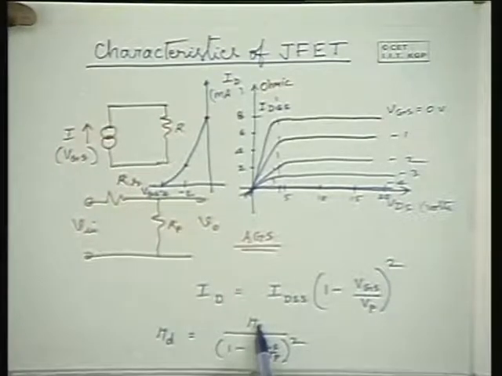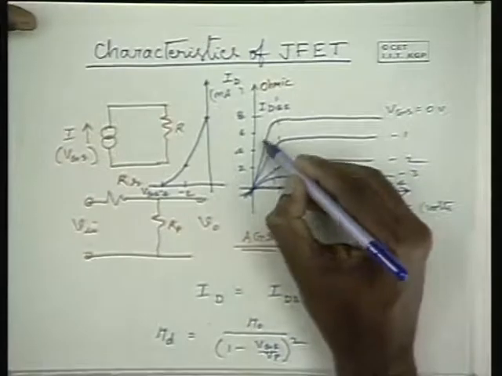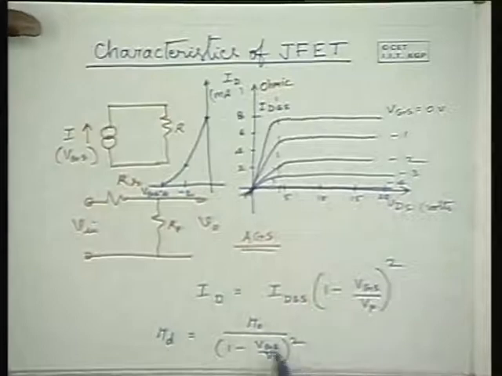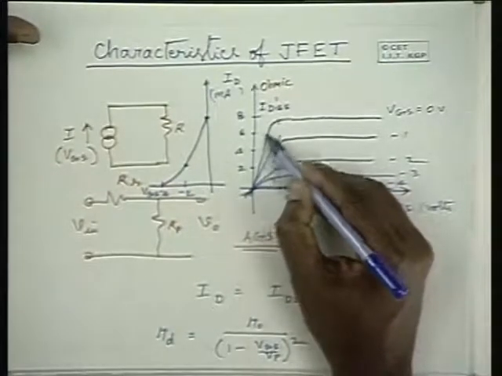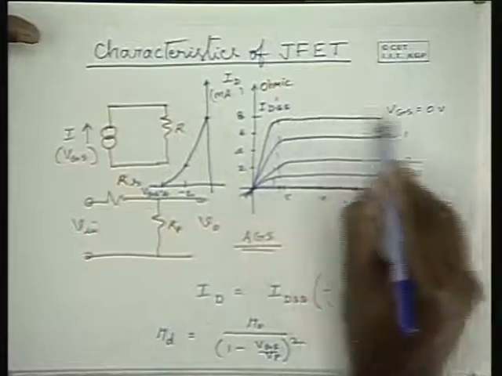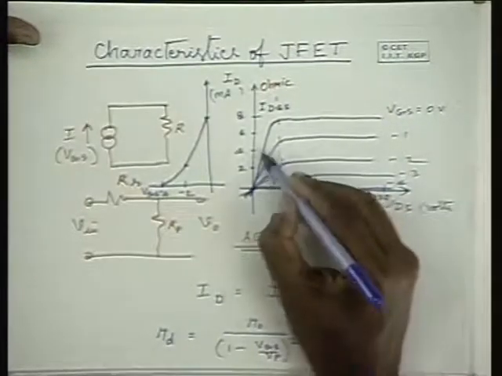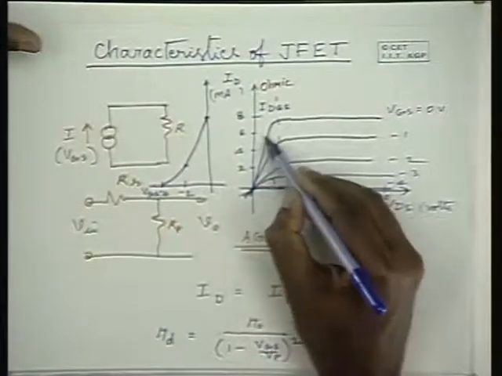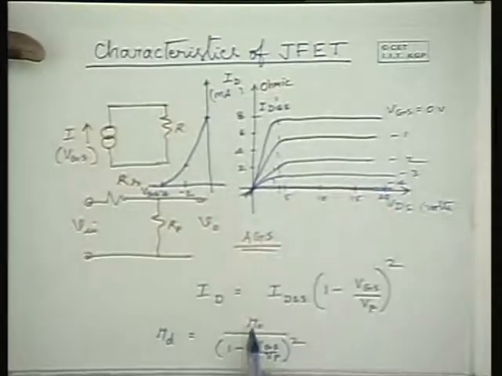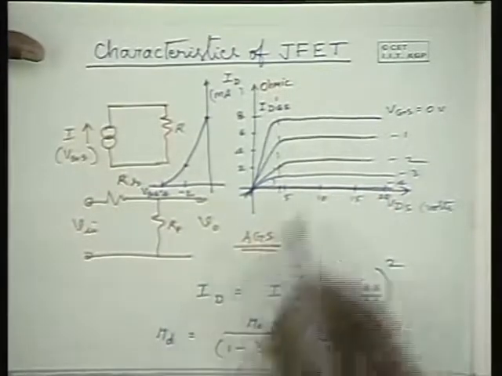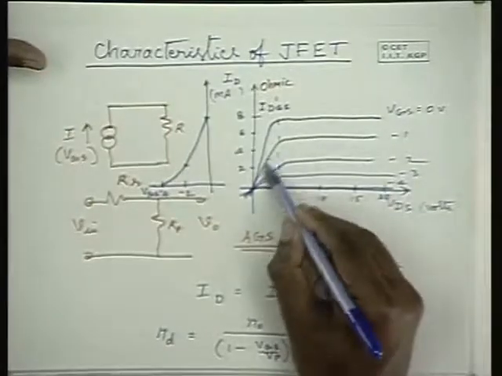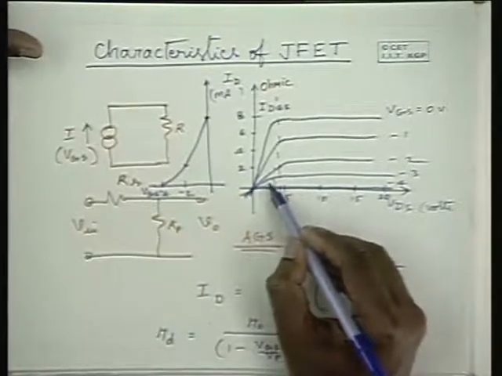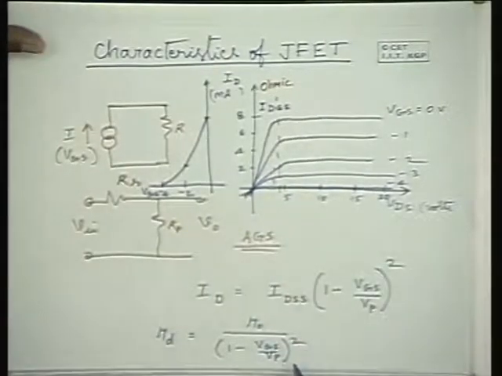where R0 is the resistance of this curve when VGS is equal to 0. When VGS is equal to 0, this curve is applicable, and this is like a resistance. Current ID is proportional to VDS, and if that resistance is R0, then RD for any VGS, that means for minus 1, this is the corresponding resistance, and for minus 2, this is the corresponding resistance, and so on. These can be obtained from this plot.